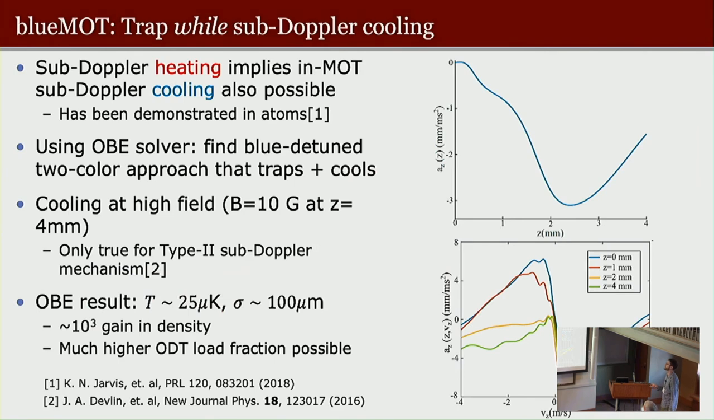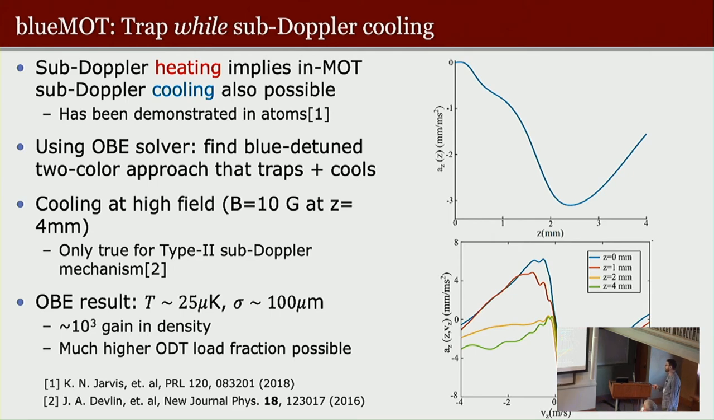That's fine. So the next thing to do would be to try to figure out a way to take advantage of this. If there's sub-Doppler heating in a MOT, then that implies that you should be able to find sub-Doppler cooling in a MOT. This has been demonstrated in atoms by the Tarbutt group, but not, as far as I'm aware, yet in molecules. So we were able to use our optical Bloch equation solver to find a blue detuned two-color approach that traps and cools. Basically the same states are being addressed by the same color light, except now they're blue detuned instead of red detuned primarily.